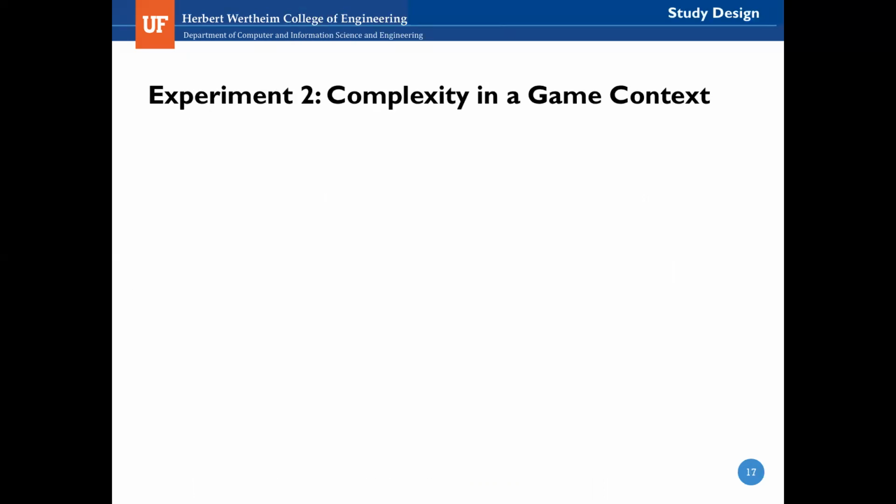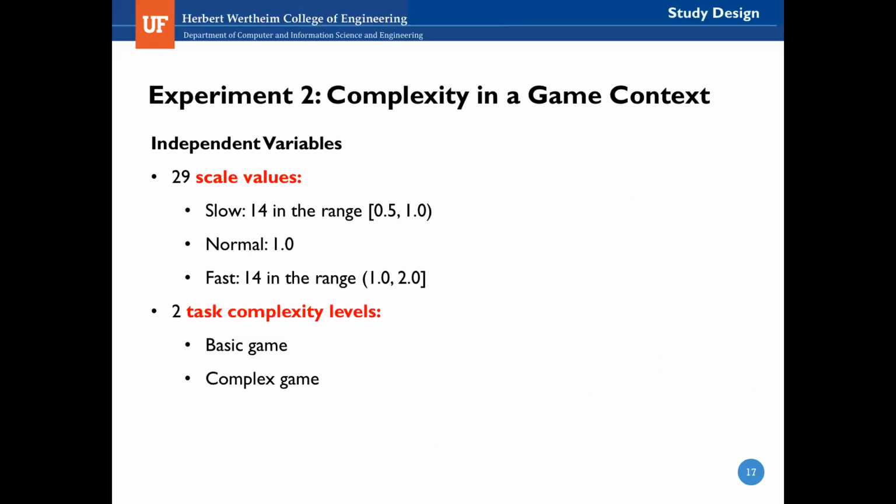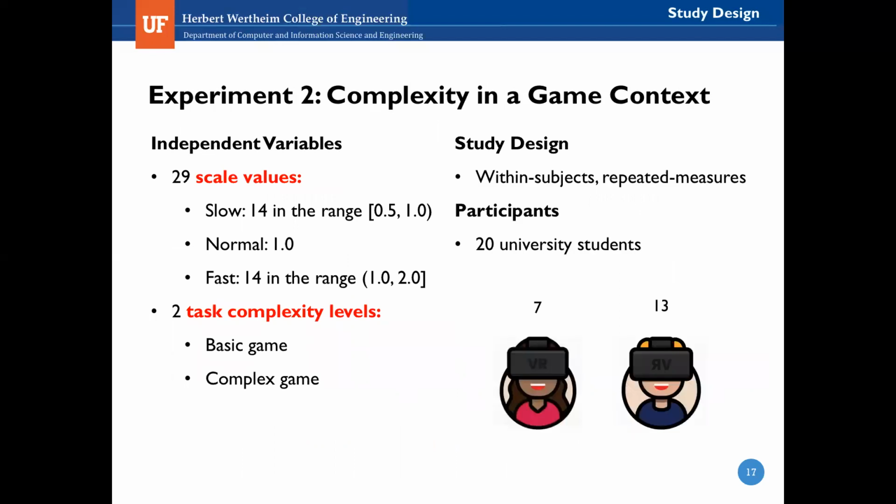For experiment 2, task complexity in a game context, we have 3 independent variables. The first one is the same as experiment 1: 29 scale values for slow, normal, and fast. And we have 2 task complexity levels, a basic game and a complex game. Again, in this study, we followed a within-subjects design with repeated measures, and we had 20 university students as our participants.